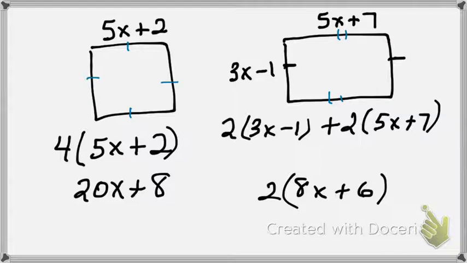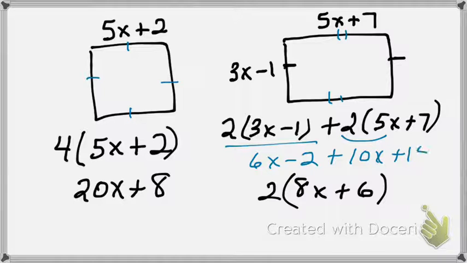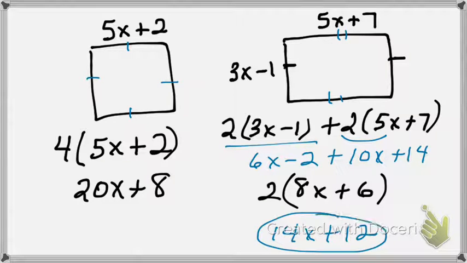So however you want to represent it, either way, if you work this one out, you're going to get 6x minus 2 plus 10x plus 14. And then if you work that out, or you work this out, you'll end up with 14x plus 12. Because 2 times 8 is 16, 2 times 6 is 12. Here I've got 2 times 3 is 6, 2 times 5 is 10, and 6 plus 10 is 16, 14 minus 2 is 12. Either way you do it, you end up with a 16x plus 12.